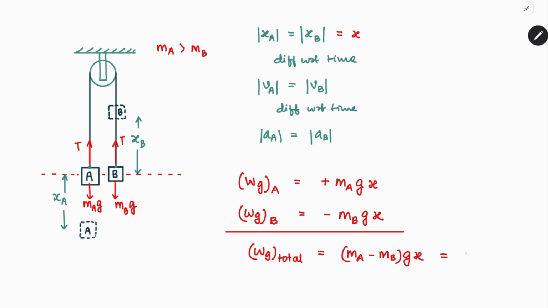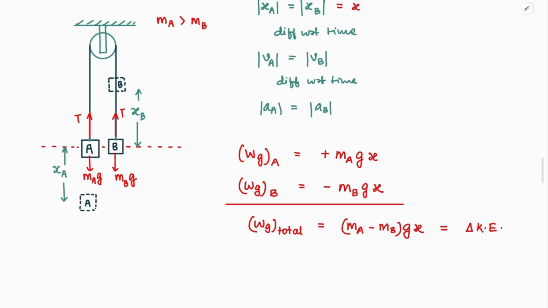And this work done is transformed into the kinetic energy of the system, which can be written as half mA vA square plus half mB vB square, where vA and vB are equal to each other. Over here, another interesting fact which we have been missing out is the work done by tensional force. This is the key, work done by tensional force, to establish the constraint relation.